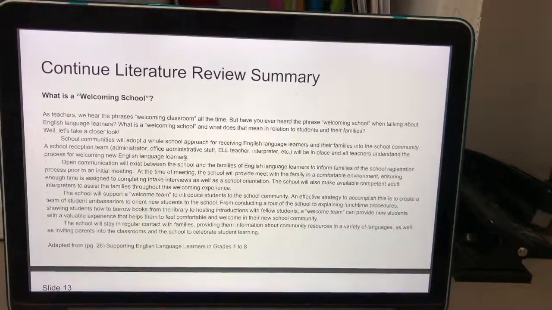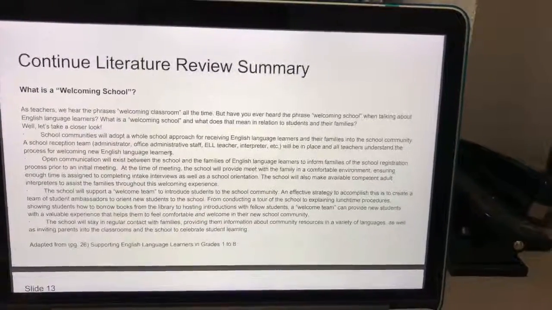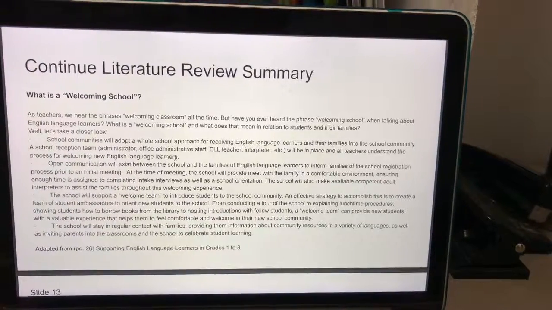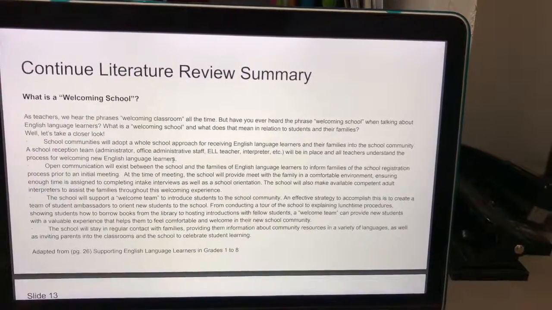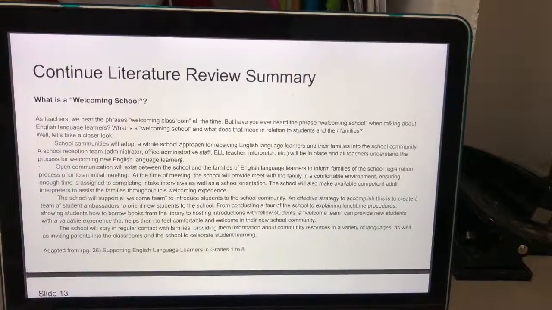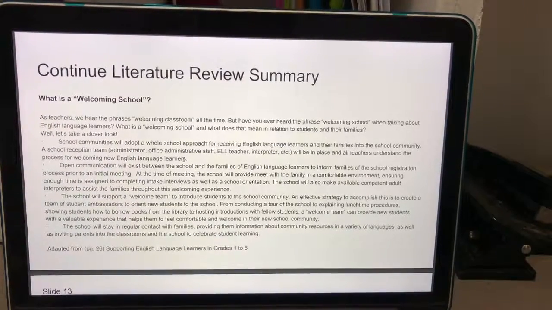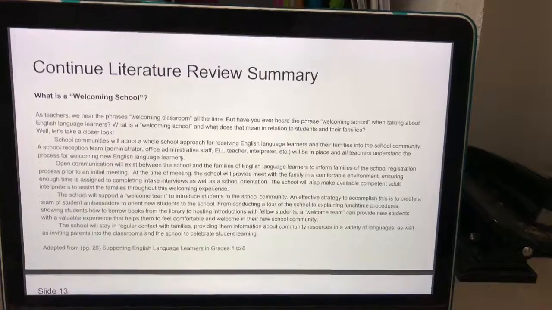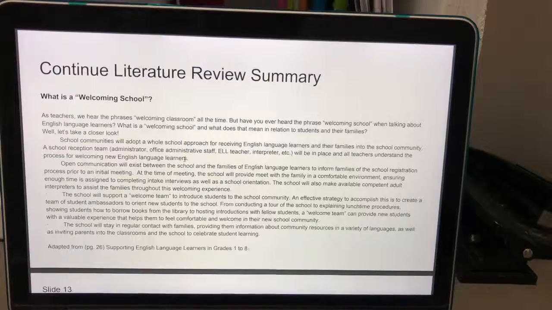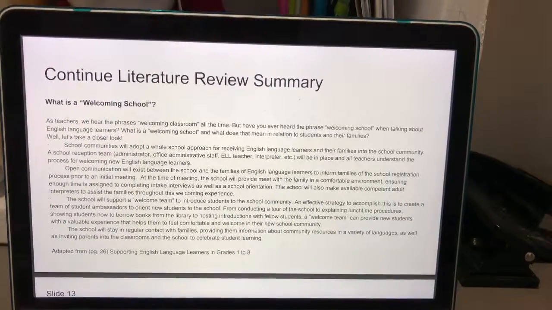The school will also make available competent adult interpreters to assist the families throughout the welcoming experience. Also, the school will support a welcoming team to introduce students to the school community. An effective strategy to accomplish this is to create a team of student ambassadors who aren't new to the school, thus creating an inclusive and welcoming school community. The school will stay in regular contact with families, providing them information about community resources in a variety of languages, as well as inviting parents to the classroom and the school to celebrate student learning.